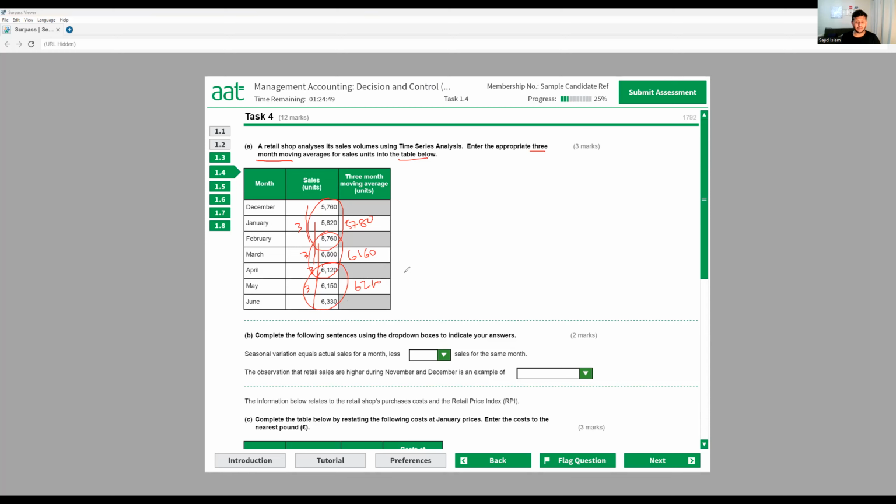It's not a very difficult thing anyway. All right, let's move to the next one. The next one says complete the following sentence using the drop down boxes to indicate your answer. Seasonal variation equals actual sales for a month less the trend.